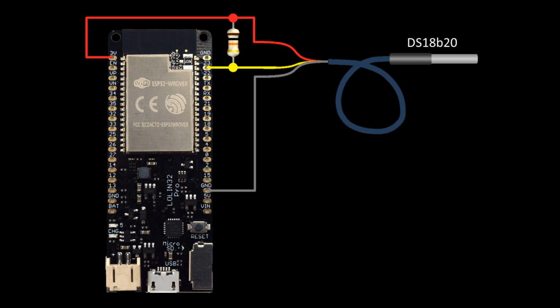A 10K pull-up resistor is required between 3.3 volts and the data line. You can use any available GPIO under 34 for the data line. However, there could be a few exceptions because some boards reserve a few of the pins. For example, on the Lolin D32 Pro, pins 2 and 22 don't work.